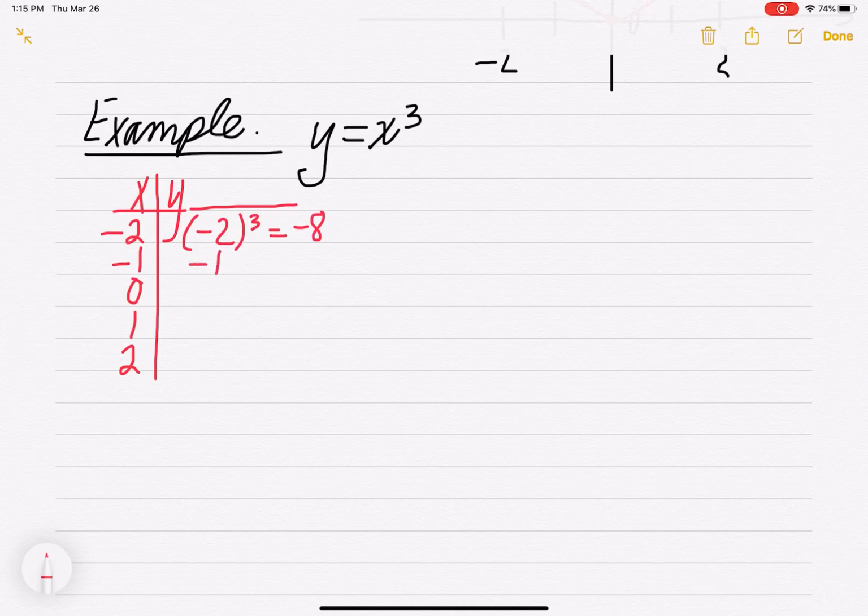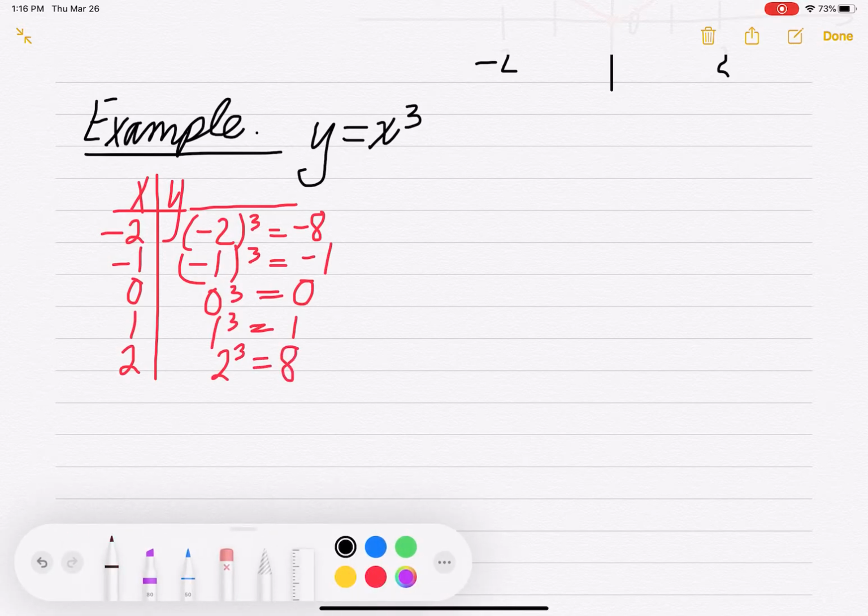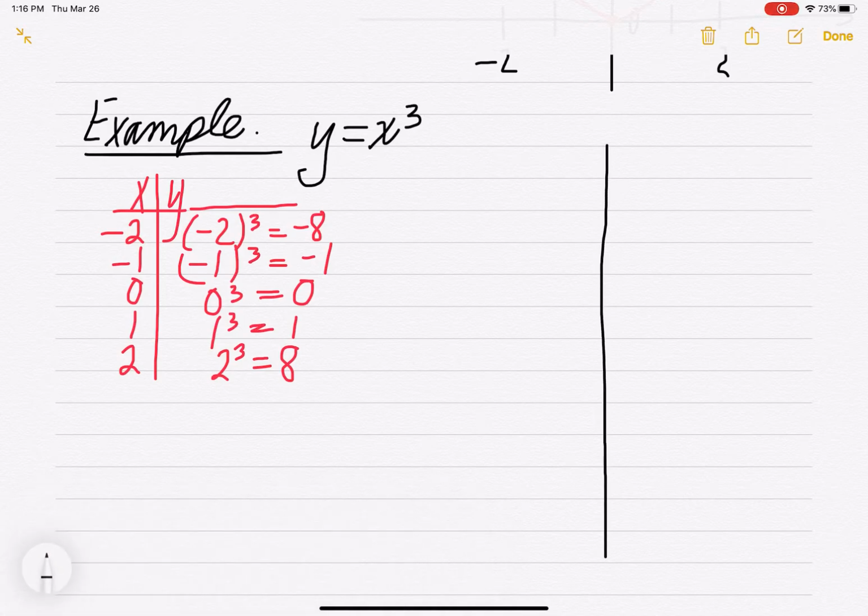We're going to take -1 and cube that and get -1. We're going to take 0 and cube that. We're going to get 0. We're going to cube 1 and get 1. We're going to take 2, cube that, and we're going to get 8. So these are some key solution points. And let's make an XY table. So it looks like my x values go from -2 to +2. My y values go 8 to -8.